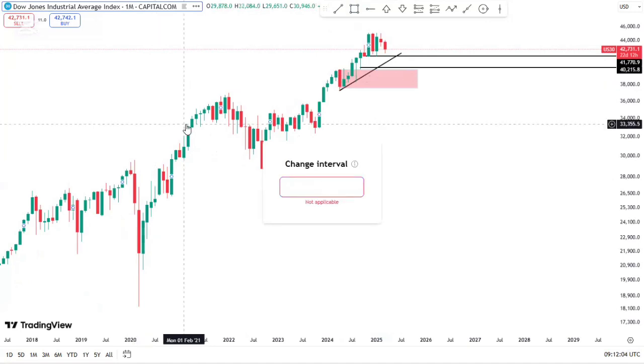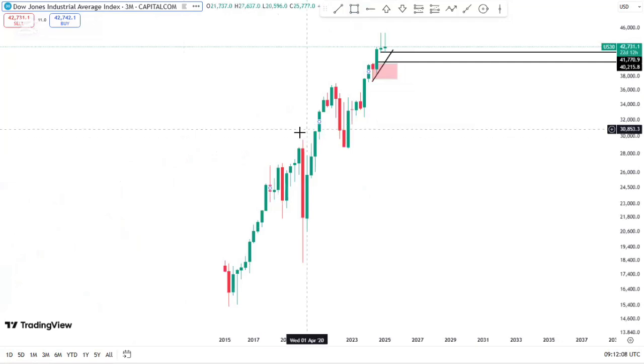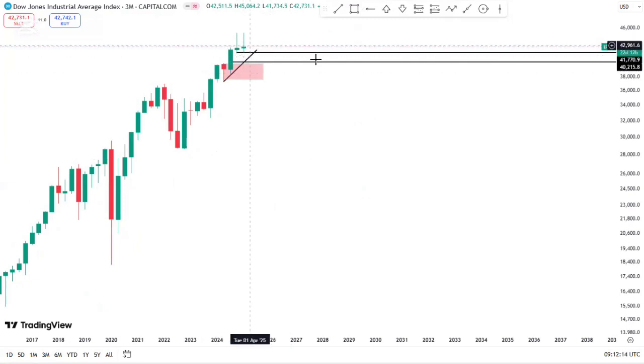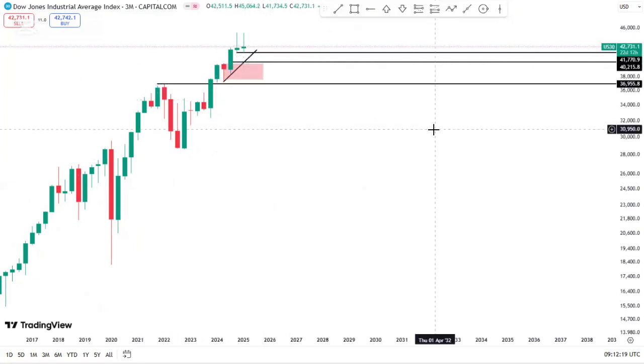If on 3 months it was not tested, they are coming for it. On 3 months it was not tested. This is where they are coming. And then we will see the change of structure. The market will continue on the upside. This is where they are coming.